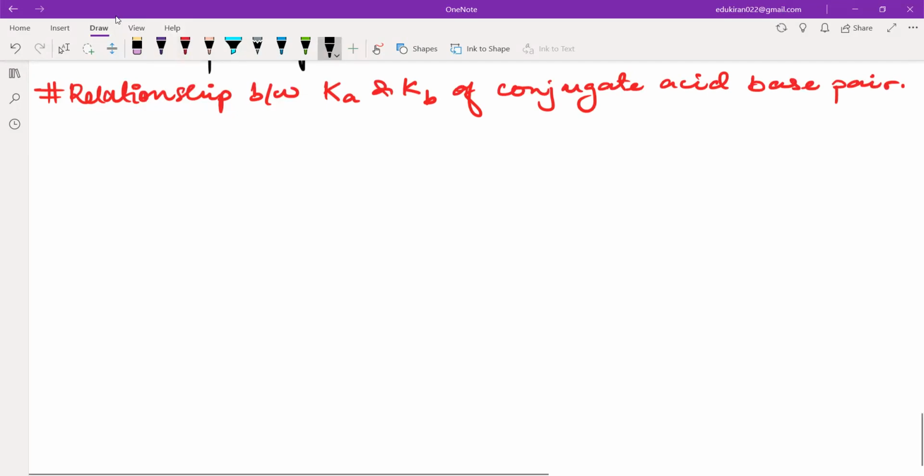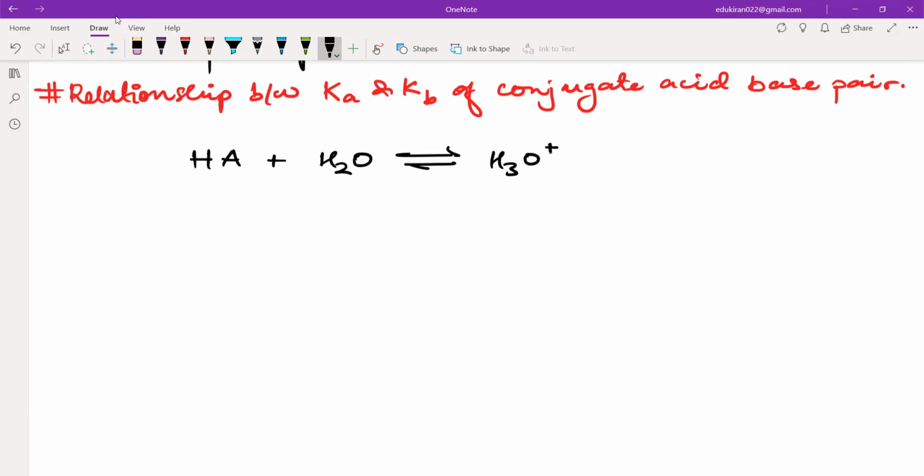Conjugate acid base pair. So for example, let us take an acid that is HA. So the acid HA plus H2O, you know that it is going to give me H3O positive plus A negative, right? Now in this case, this is the acid and this is the base, and that is the conjugate base. Okay, we can also write these are the conjugate acid base pairs. Because this is a pair.